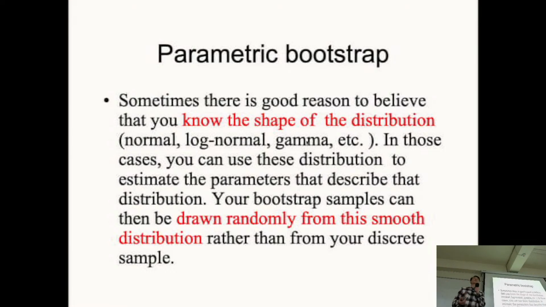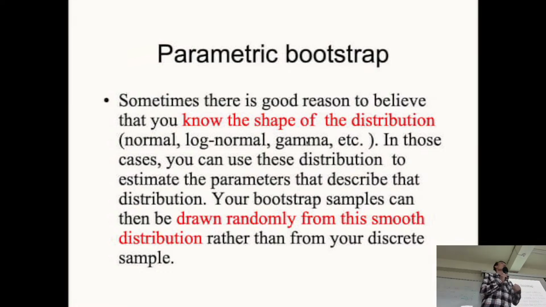That's called a non-parametric bootstrap because we don't assume any distribution and we just bootstrap randomly from the data we have in hand, by random sampling from the data repeatedly. That's called a non-parametric bootstrap.